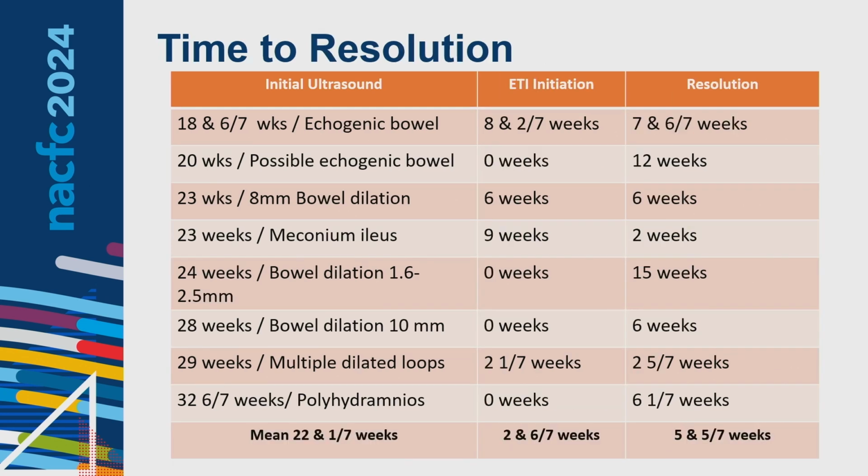And if we put all of this together, on average, abnormal ultrasound findings occurred just after 22 weeks. ETI initiation occurred just under 3 weeks after that ultrasound finding. And then from the ultrasound finding to ETI prescription, resolution occurred at approximately 6 weeks on average. So 6-week treatment time on average, but a minimum of 2 weeks, which I think is quite impressive and striking, and a maximum of 15 weeks, which is a pretty broad spread of timeline.